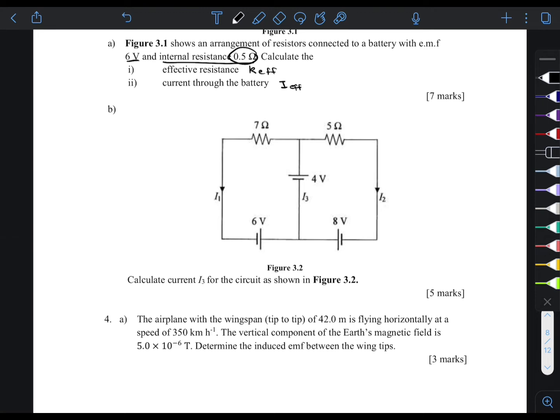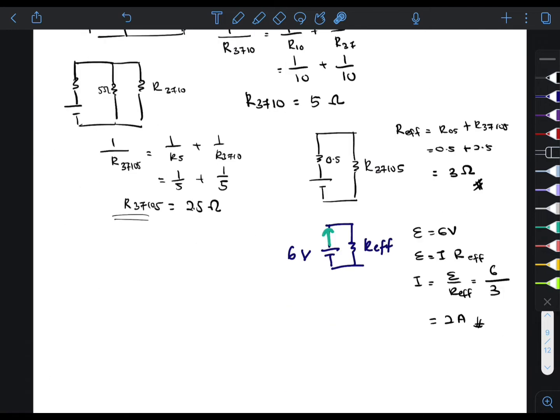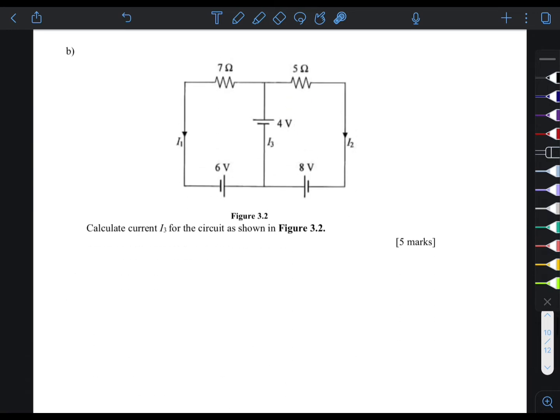3B. Okay, 3B pula dia kata given to us a circuit as shown in figure 3.2, dia suruh cari the current I3. So ini adalah I3 kita. Okay. So for that, we are going to identify that. Okay, as you can see in the circuit, kita ada 1, 2, 3 EMF. When you have more than 1 EMF, kita akan masuk Kirchhoff law lah kan. So since you have more than 1 EMF, kita akan consider ini sebagai case Kirchhoff law dekat sini.